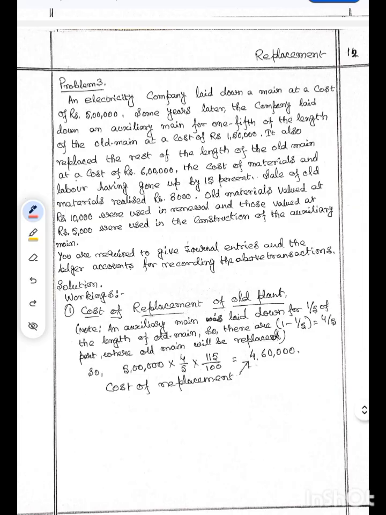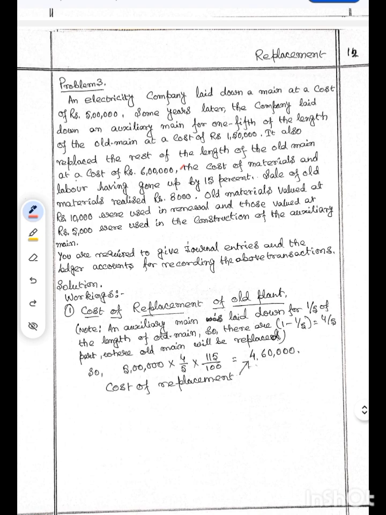Next come to our problem number 3. This is our last problem. An electricity company laid down a main at a cost of rupees 5 lakhs. Some years later, the company laid down an auxiliary main 1/5 of the length of the old main at a cost of rupees 1,50,000. It also replaced the rest of the length of the old main at a cost of rupees 6 lakh. The cost of old material and the labor having gone up by 15%.